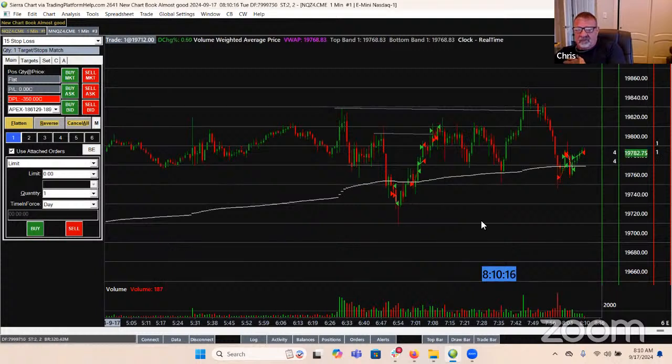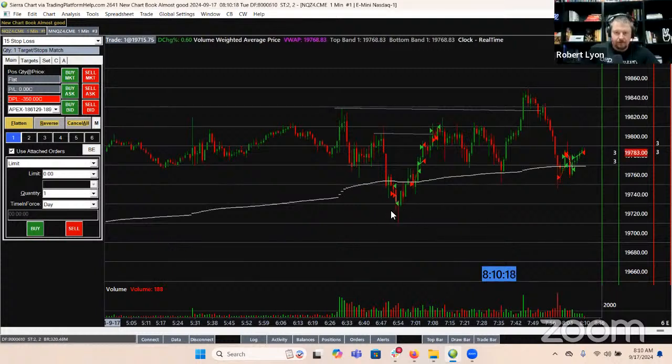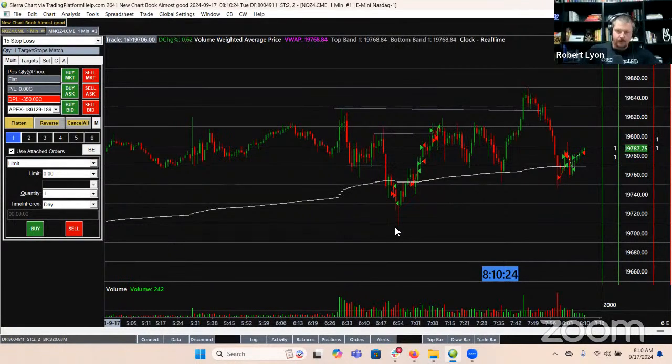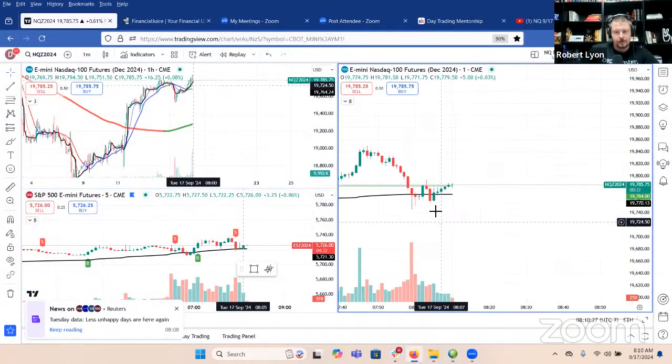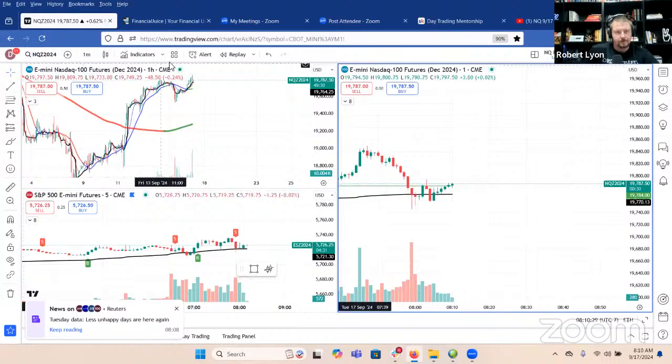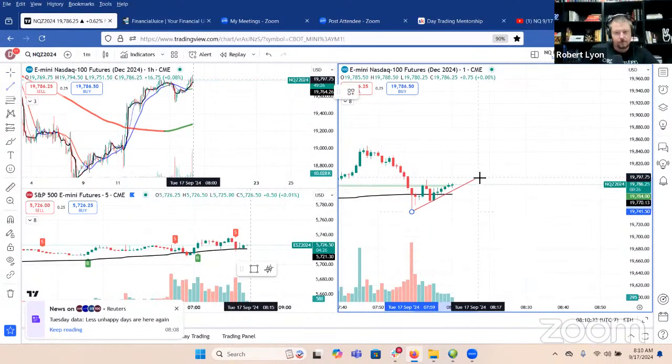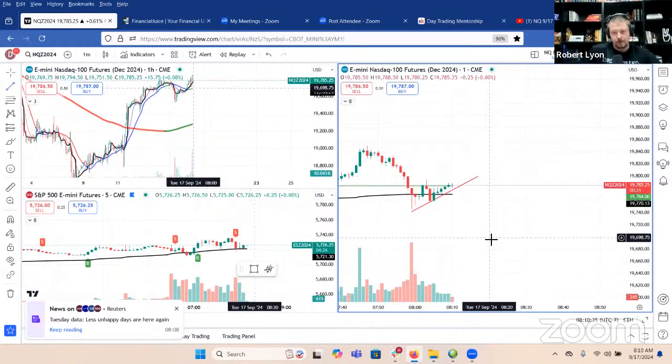I think we might be going back down to these wicks. That's what I'm thinking. But we got a nice little chop going on now. And then here's one of those little ranges I was talking about. Basically, boom. So we haven't broken this out yet.